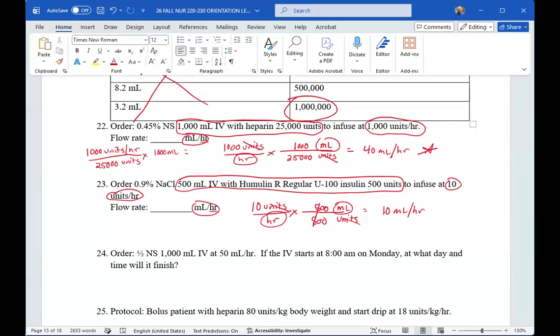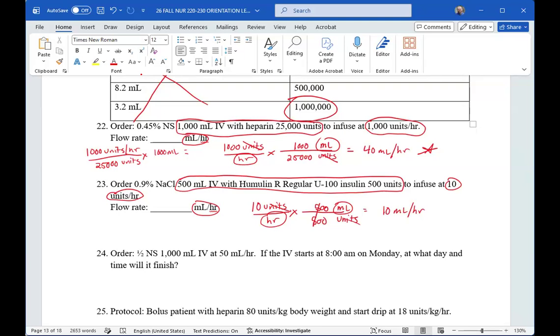Lastly, this isn't supposed to be a super difficult scenario, but sometimes nursing students will make this extra difficult. So all this is asking you to do is to calculate how many hours and minutes this is going to be infusing for. If it starts at 8 a.m. on a Monday, when will it be done?